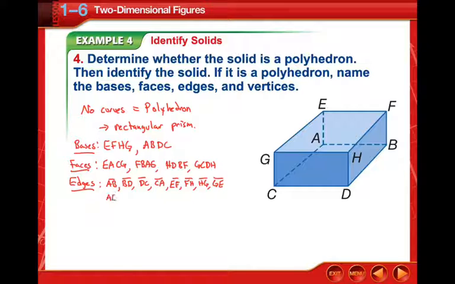A, E. F, B. D, H. And C, G. And then the last thing, the vertices. For this one, it's just pretty much all the points on the edges. So A, B, C, D, E, F, G, and H. Now it's your turn to get some practice in.